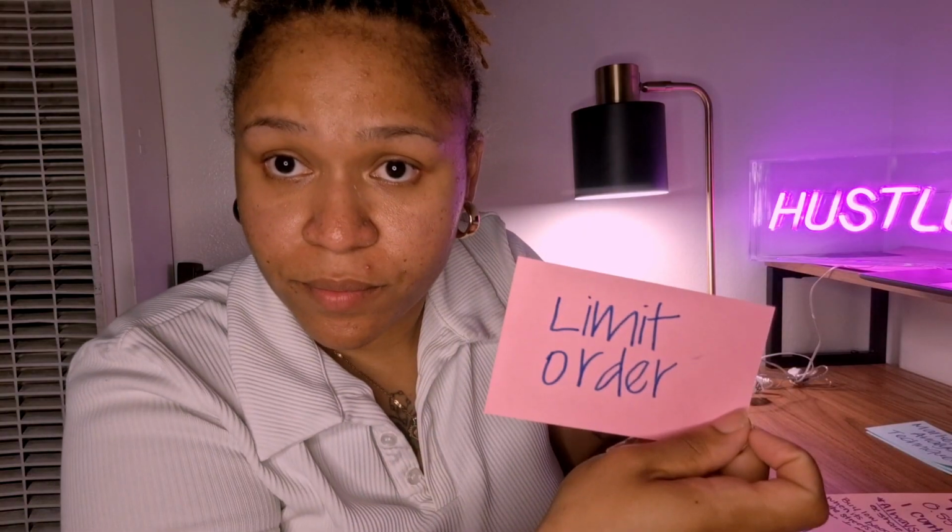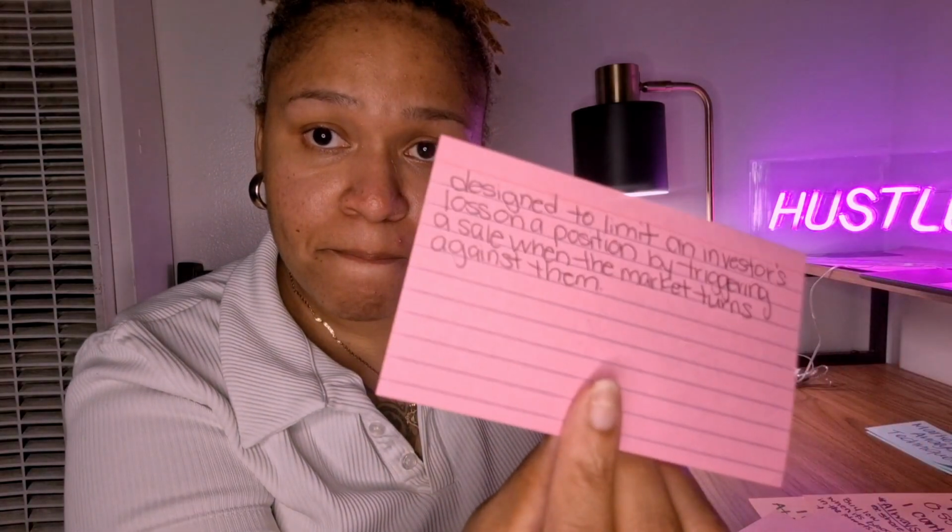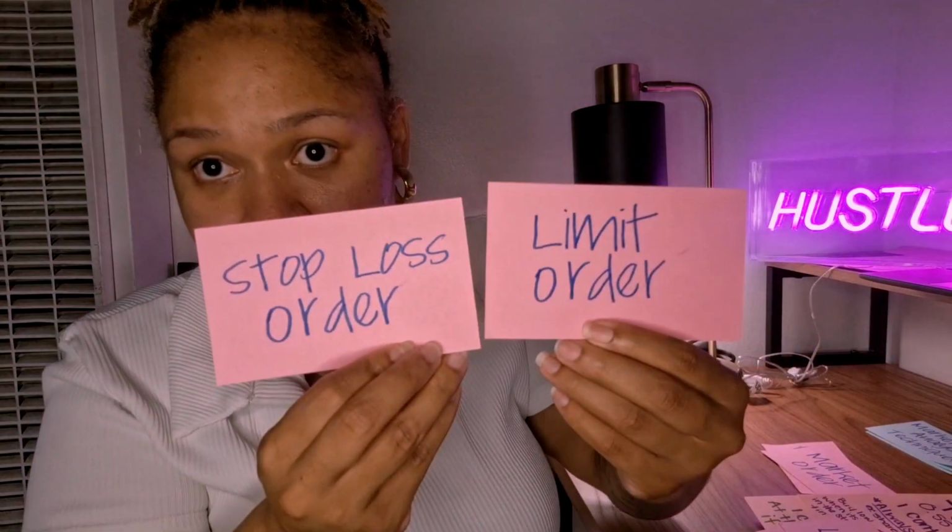This is the limit order. Okay. Limit order. An order to buy or sell a stock with a restriction on the maximum price to be paid, or with the buy limit, or the minimum price to be received within the sell limit. Stop loss order. Designed to limit an investor's loss on a position by triggering a sell when the market turns against you. This is important. This probably should have been in risk. That and limit order. These two should have also been included in risk management.